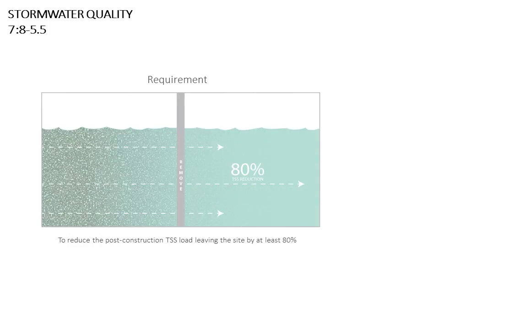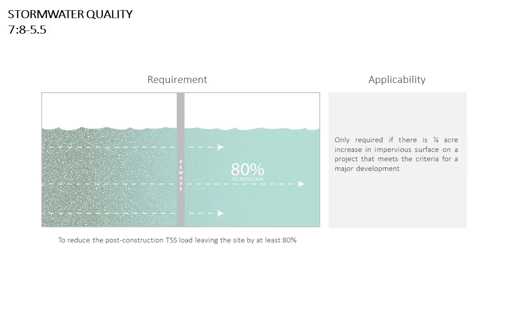The next design and performance standard is the water quality standard. The requirement for water quality is to reduce the post-construction total suspended solids loading leaving the site by at least 80%. The specific storm event for which this requirement applies is known as the water quality design storm, which corresponds to 1.25 inches of rainfall in 2 hours. This performance standard is only required if there is a quarter-acre increase in impervious coverage on a project that meets the criteria for a major development.